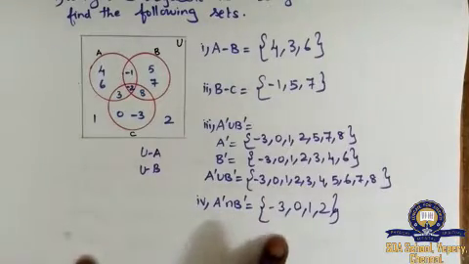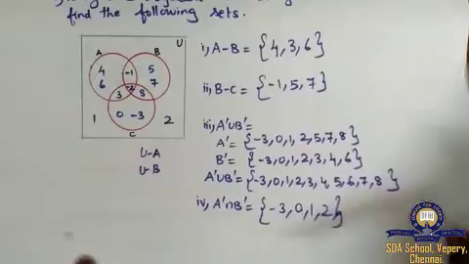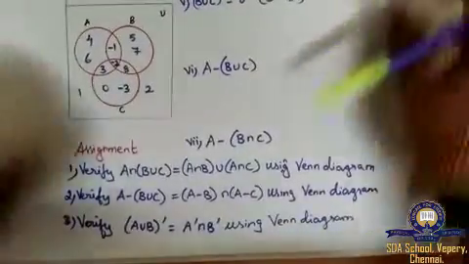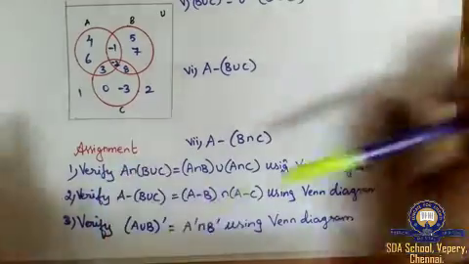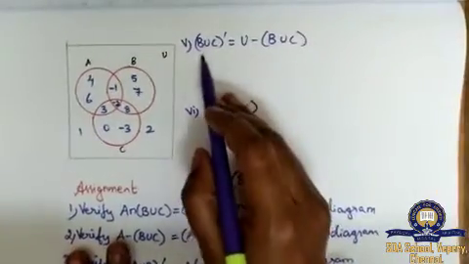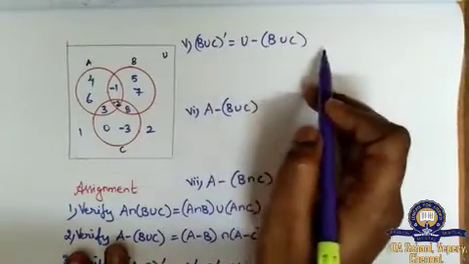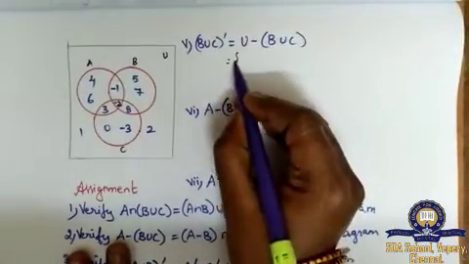I have done 4 sums for you. You can do the other 3 parts as homework. I have given the question here. See, I have drawn the same diagram here again. So the fifth question is B union C the whole dash. That means U minus B union C. You can write the full U value.